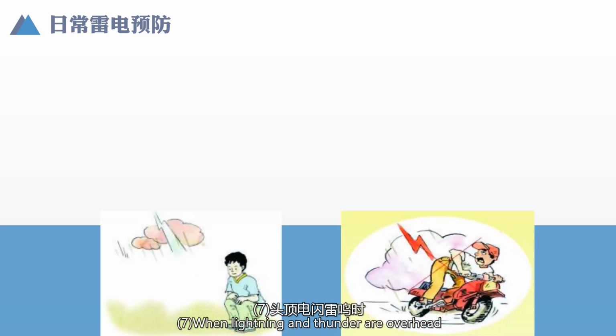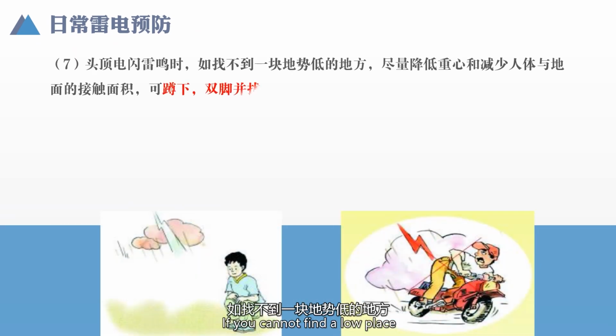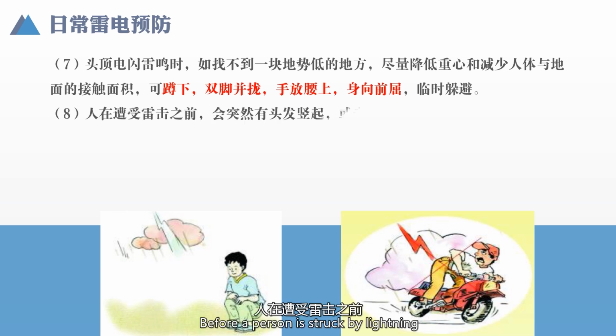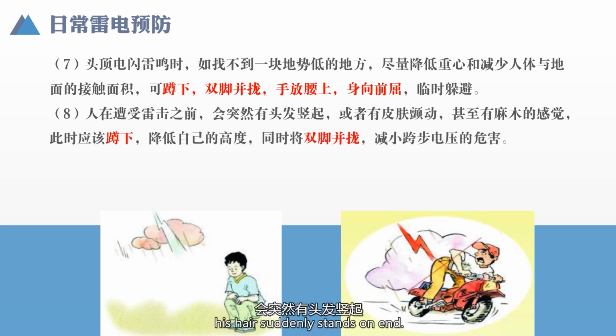When lightning and thunder are overhead, if you cannot find a low place, try to lower your center of gravity and reduce the contact area between the human body and the ground. Crouch down, feet together, hands on the waist, bend forward, as temporary shelter. Before a person is struck by lightning, his hair suddenly stands on end, or the skin trembles, or even goes numb. You should crouch down, lower yourself, and keep your feet together. Reduce the danger of step overvoltage.